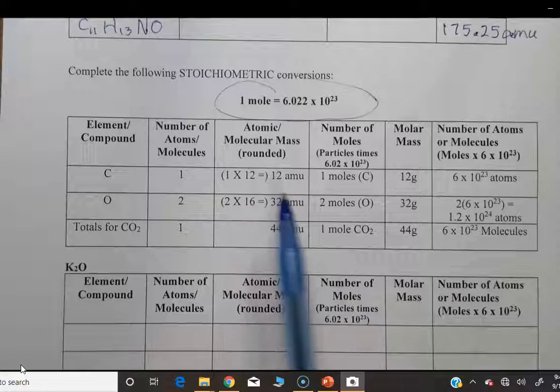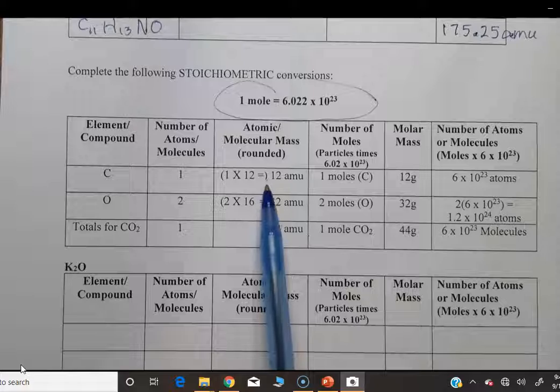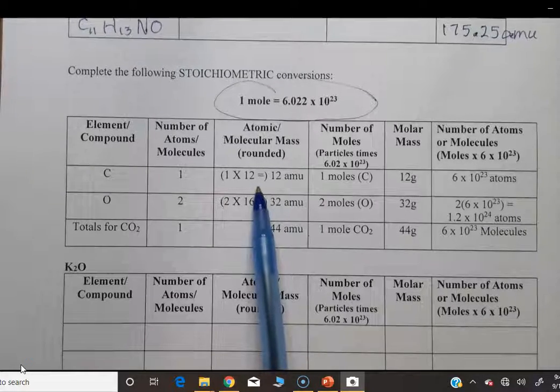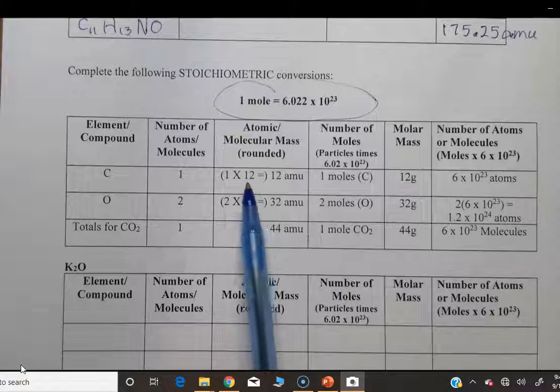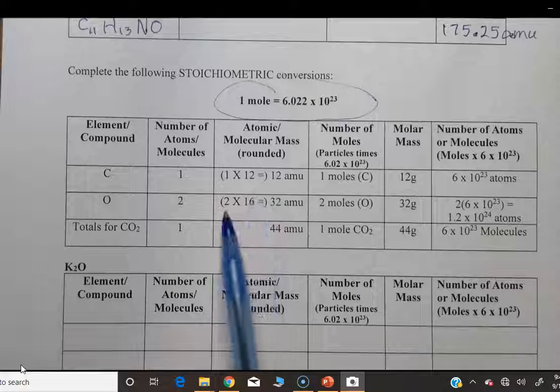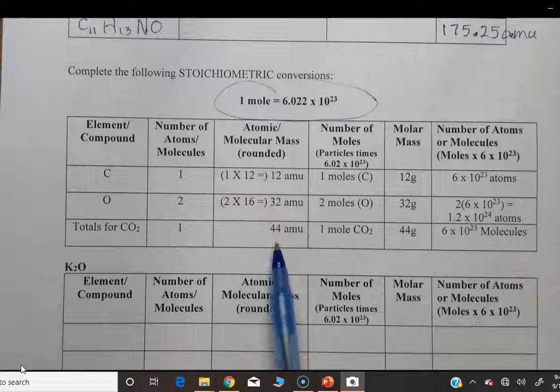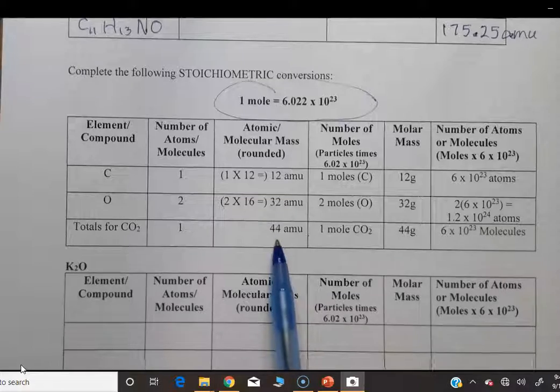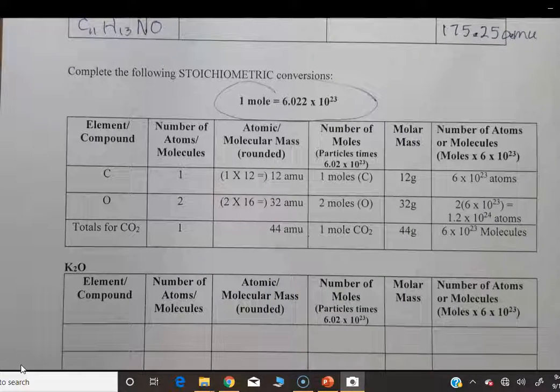Okay, and I did do some rounding here, but normally I want you to do it with decimal places. So I just rounded carbon 12.01 to 12. There's 1 of those, so you get 12 AMU, 2 times the oxygen, 32. So you end up with 44 AMU rounded for carbon dioxide. Okay, so what is a mole?